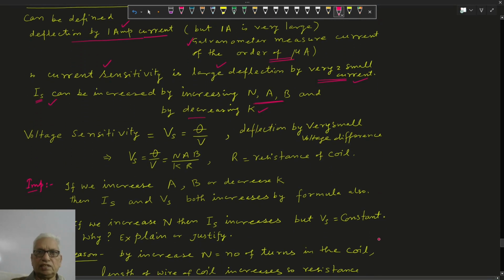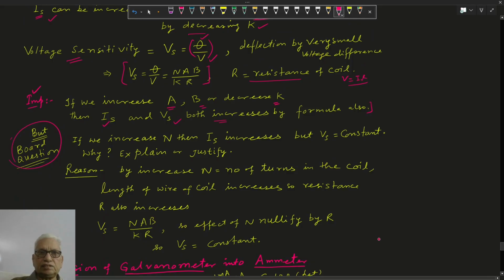So current sensitivity can be increased by increasing the NAB and by decreasing the K. And voltage sensitivity similarly theta upon V by 1 volt. अगेन कहाँ 0.02 वोल्ट हम मिली एम्पियर में ही दे रहा है. तो इसका मतलब क्या होगा कि ये 1 वोल्ट ठीक नहीं है, बहुत ज्यादा है. तो वोल्टेज सेंसिटिविटी means large deflection by very very small voltage across the galvanometer coil. So here theta upon V is NAB upon KR, V is equal to IR. यहाँ पर R क्या है? रेजिस्टेंस ऑफ द कॉइल. तो this the voltage sensitivity formula मिल गया हमको. But important here, if we increase N, A, B and decrease K, current sensitivity, voltage sensitivity both increase by the formula you can see. But here very confusing.